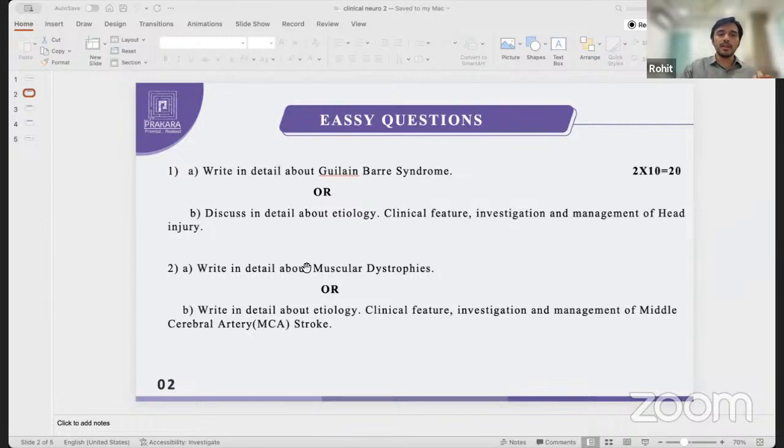You also need to take care of their nutrition, airway, breathing, circulation, blood glucose status, and temperature. And if they're incontinent, you may have to take care of their urinary catheters also. So that brings us to the end of essay questions.